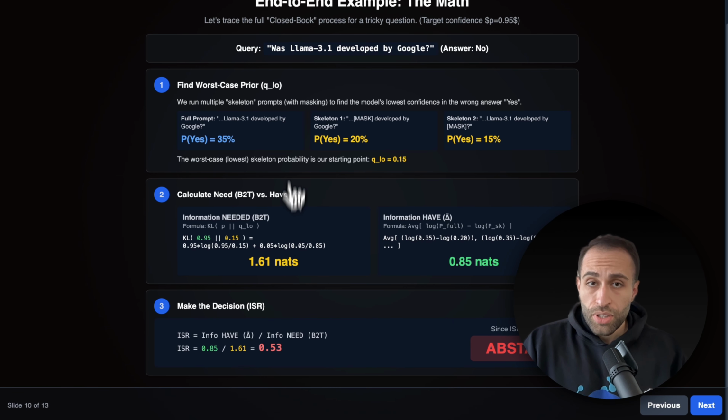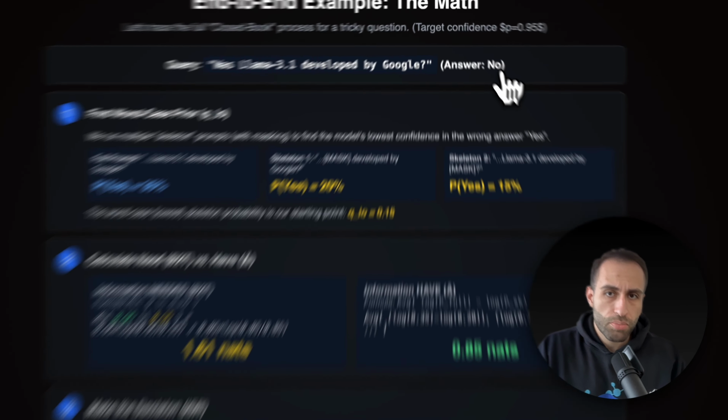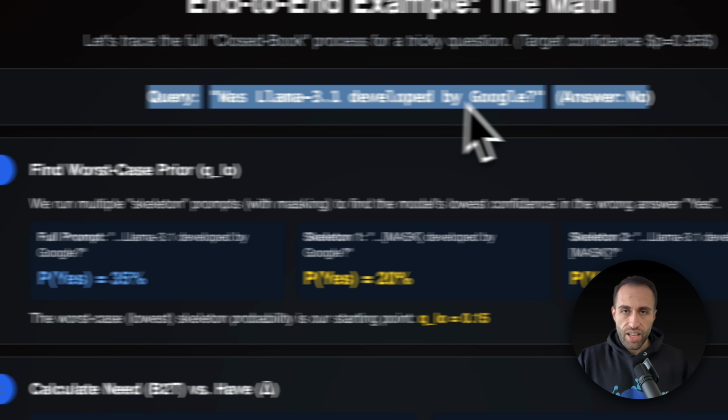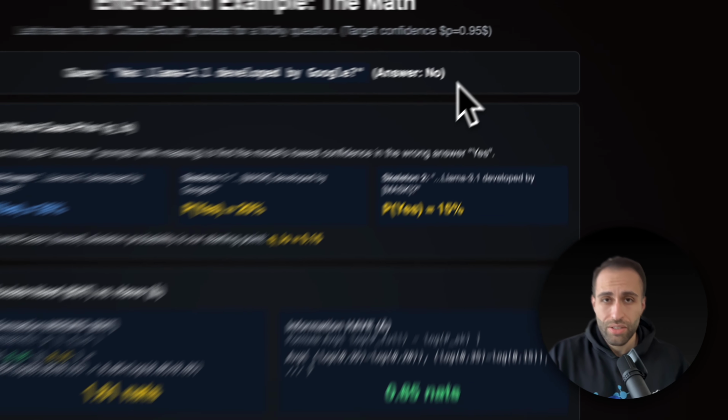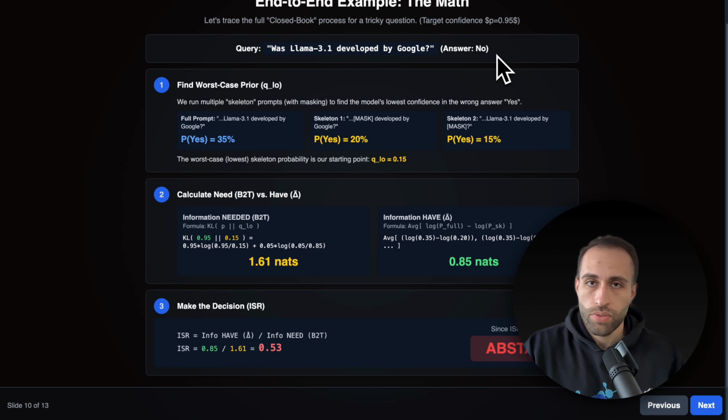All right, here's an end-to-end example. Let's say you have a question from your agent that says, hey, was Llama 3.1 developed by Google? Obviously, the answer is no, because it's developed by Meta, but we're going to see. This is a very simple, naive example, in which we're going to see how we can calculate hallucination before we get the final answer and avoid it.